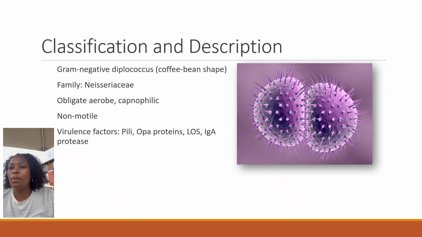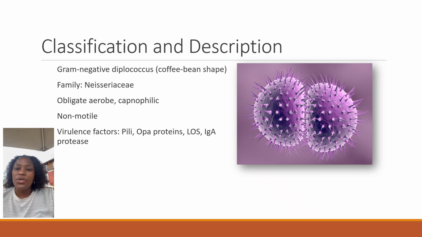Pili help it attach to host mucosal cells, where Opa proteins facilitate invasion and immune evasion. Its outer membrane lipooligosaccharide triggers a strong inflammatory response, and its IgA protease breaks down protective antibodies on mucosal surfaces. Together, these traits make gonorrhea a highly effective pathogen.